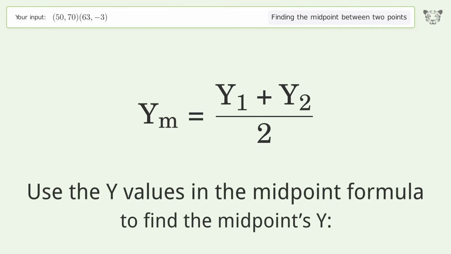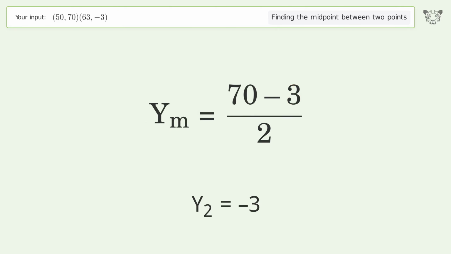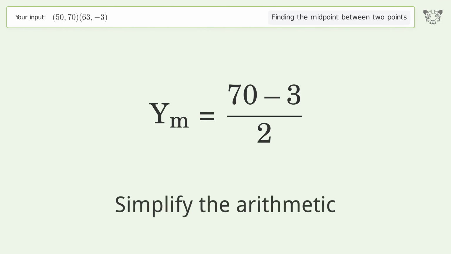Use the y values in the midpoint formula to find the midpoint's y. y1 equals 70. y2 equals -3. Simplify the arithmetic.